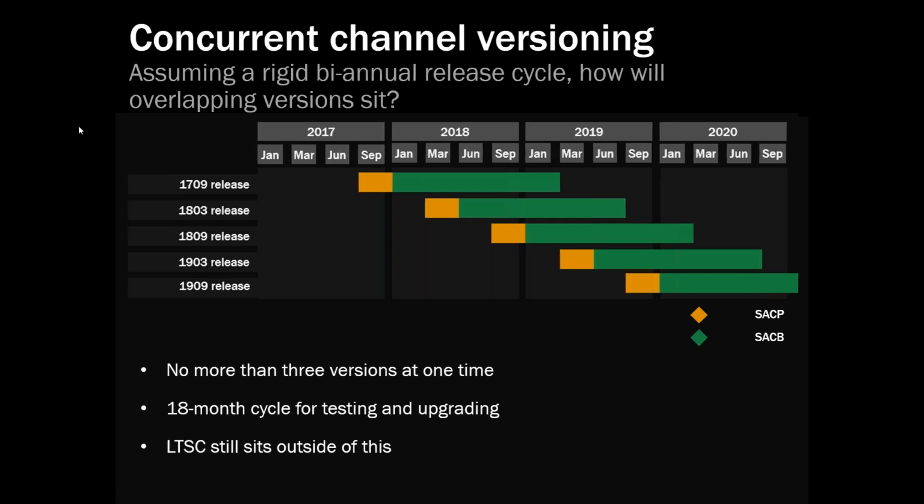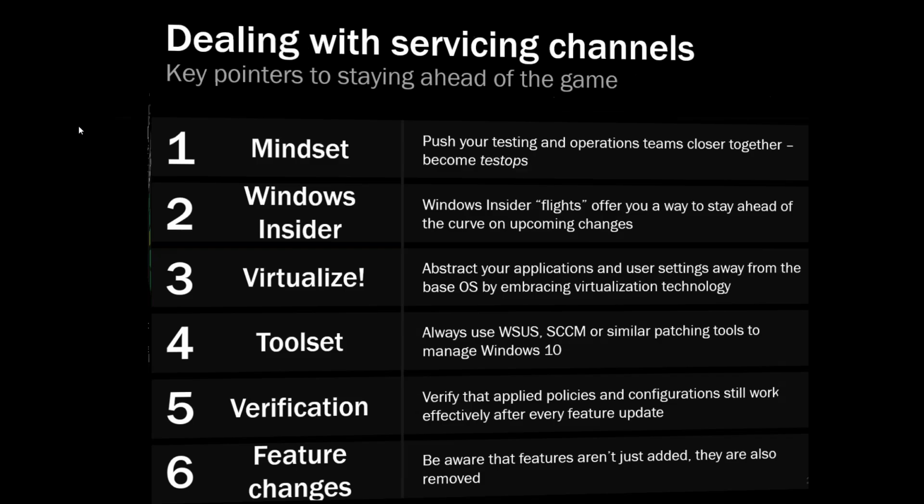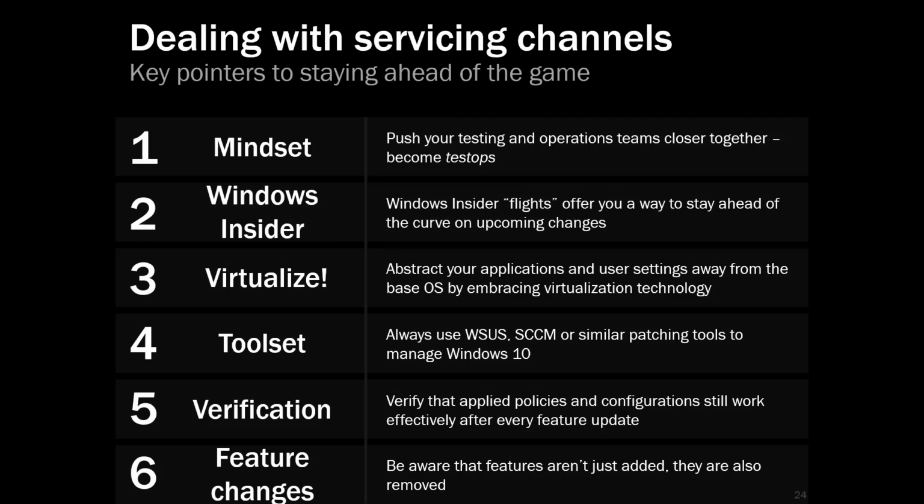So, just a quick recap. Probably this applies to what we talked about in the first part of this, but if you want to deal with servicing channels, you need to change your mindset. Testing and operations need to work a lot closer together. I penned the sort of moniker test ops for that. Probably won't catch on. Windows Insider is really vital. It lets you stay ahead of the curve, learn what's coming down the pipeline. Virtualizing your apps and your user settings really helps, because if a feature upgrade fails and you've got to roll back, then you can just drop all the apps and the user settings back in.